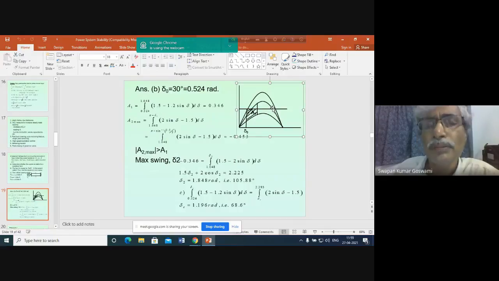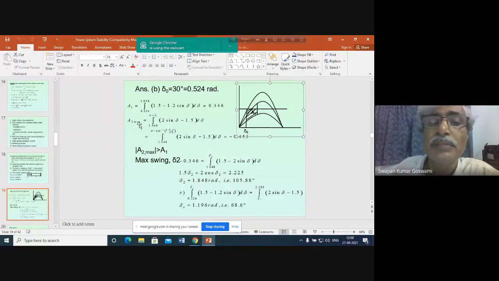So we have to just check. We want to merely check whether stability will be possible or not. To check, we shall see how much is the area available here. If we see that this area available is greater than this area or equal to this area, then we can say that the system will become stable. So that's why this area will be calculated, A2 max. So that means maximum permissible or maximum available decelerating area.